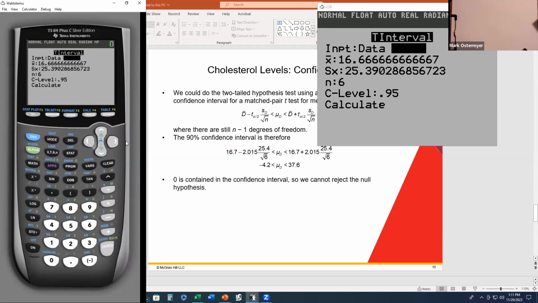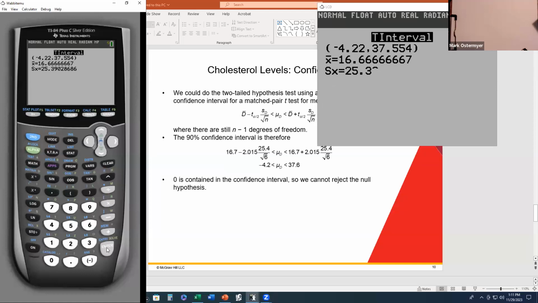Notice my stats are already known. So what's the mean? D bar is 16.7. We can use that. The standard deviation is 25.4, excuse me. We're constructing a 90% confidence interval here, 0.90. And here's your confidence interval. Notice these values are in line, ladies and gentlemen, with what they got manually.